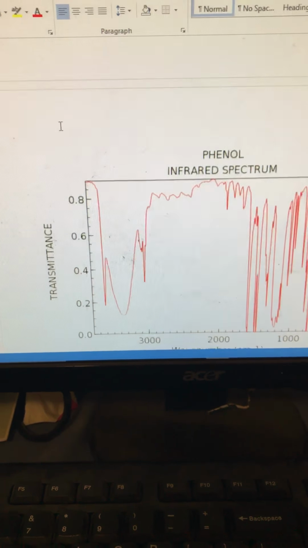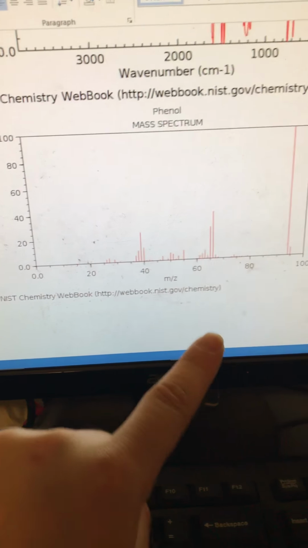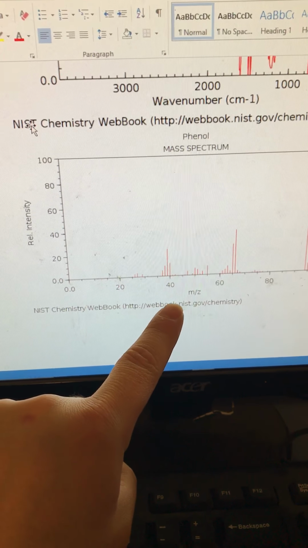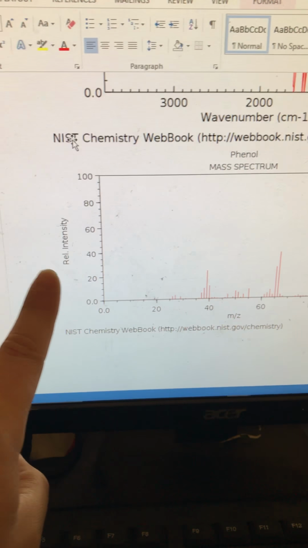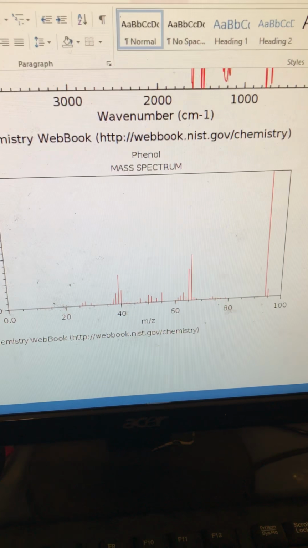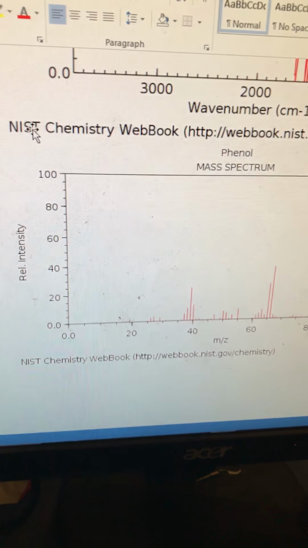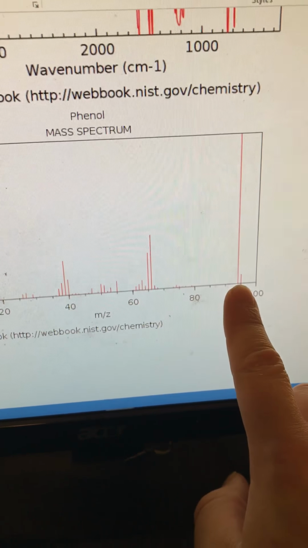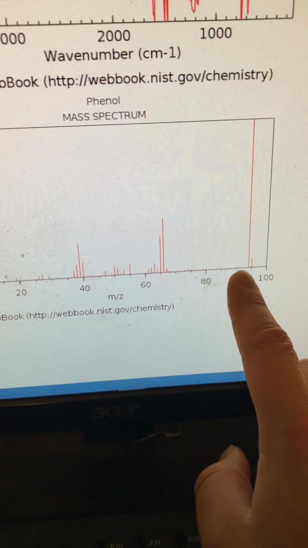Next, we'll do MS, or mass spectroscopy. Across the bottom on the x-axis, you have mass-to-charge ratio, and on the y-axis, you have relative intensity. Beginning with the mass spectrum, you try and find the molecular ion, which is the largest peak, or the most forward peak, which for the phenol spectrum happens to be up here.